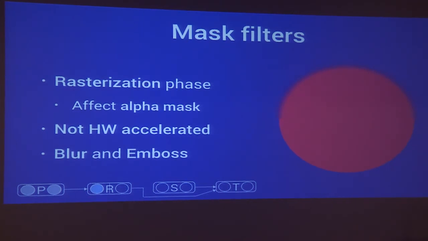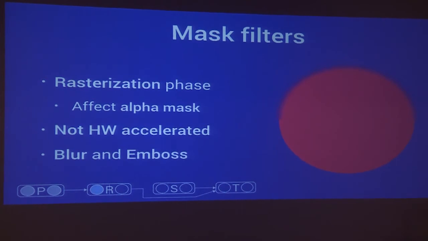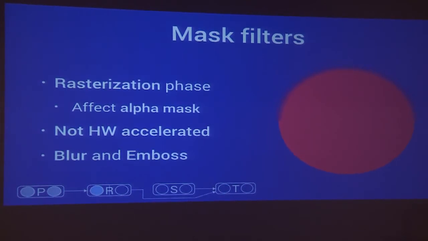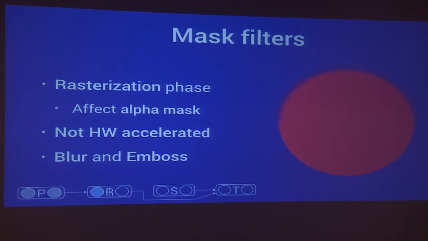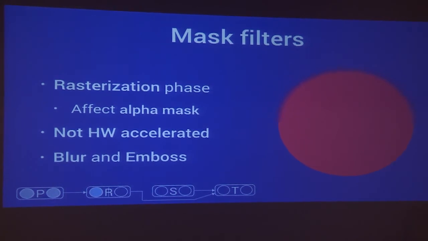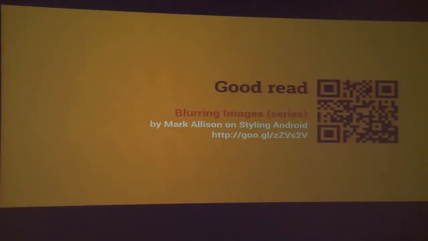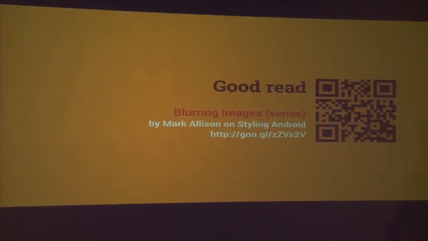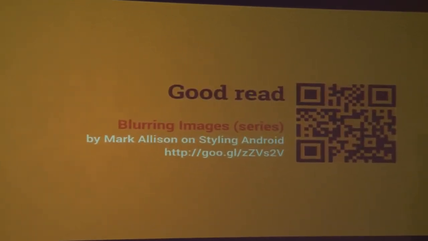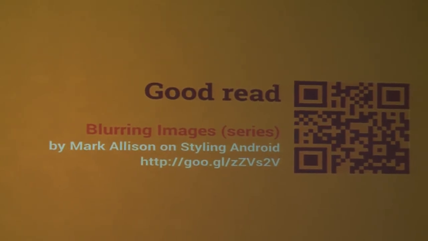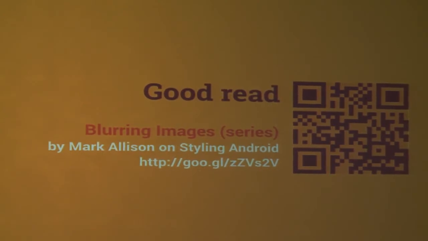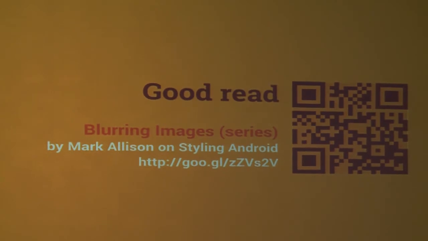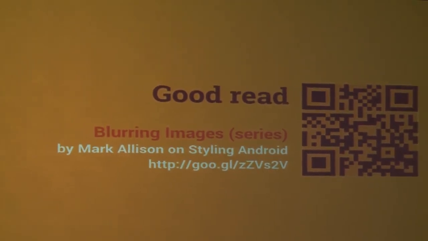So as you could probably tell, they don't work on hardware acceleration. There are two mask filters available in Skia. The first one is blur, and the other one is emboss. Don't ever use emboss. It sucks. And they are pretty slow. So if you really want to do blurring and other stuff, I suggest you read a series of articles on styling Android. Mark Allison goes through the steps needed to use RenderScript to blur something. And it's faster. The only thing you have to keep in mind is that it's going into native code, so it's got some marshalling to deal with.